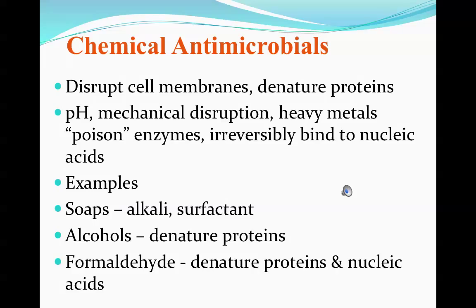Some examples of common chemical antimicrobials are soaps. Oftentimes the pH of soaps are alkaline, so that's a shift in pH that would inhibit the normal function of many proteins inside of a cell. And they have surfactants that will dissolve or disrupt cytoplasmic membranes. Alcohols. Alcohols will denature proteins, depending upon the percent concentration.